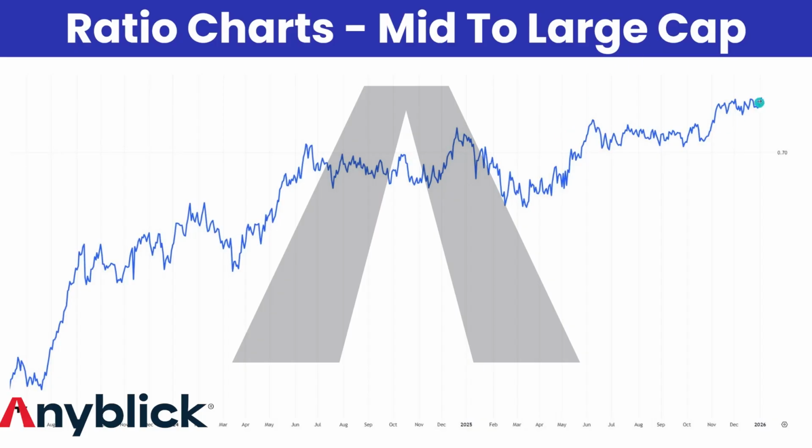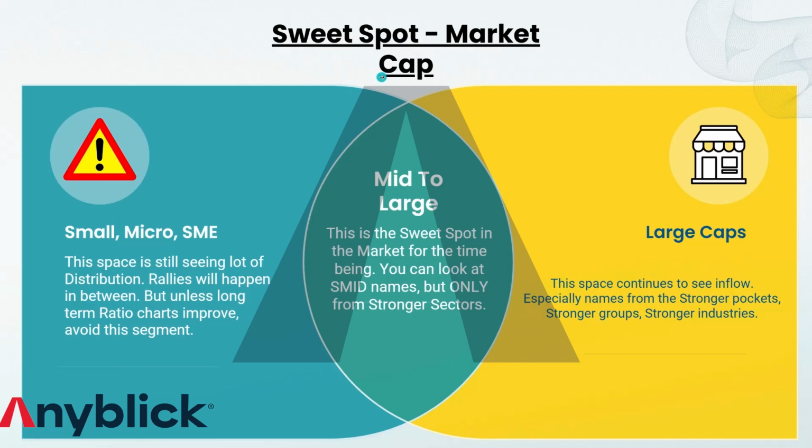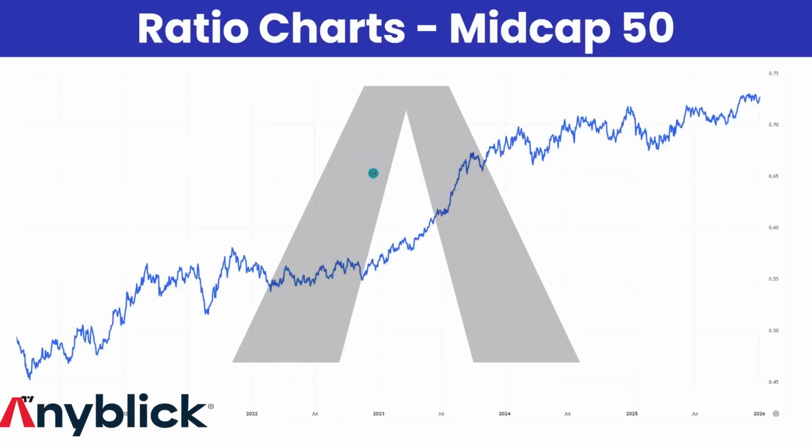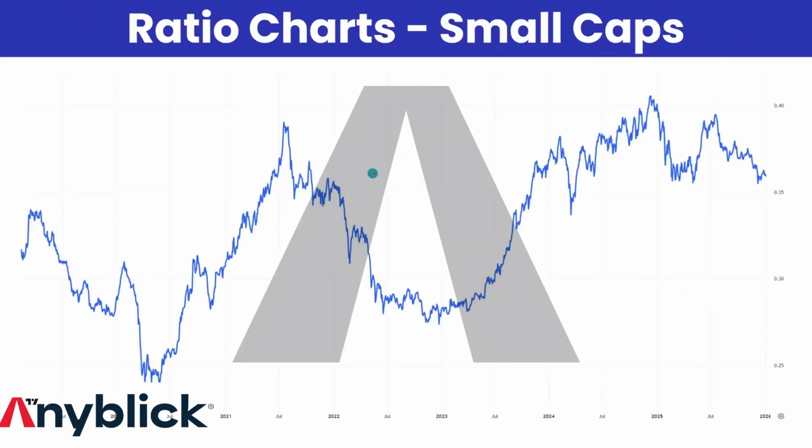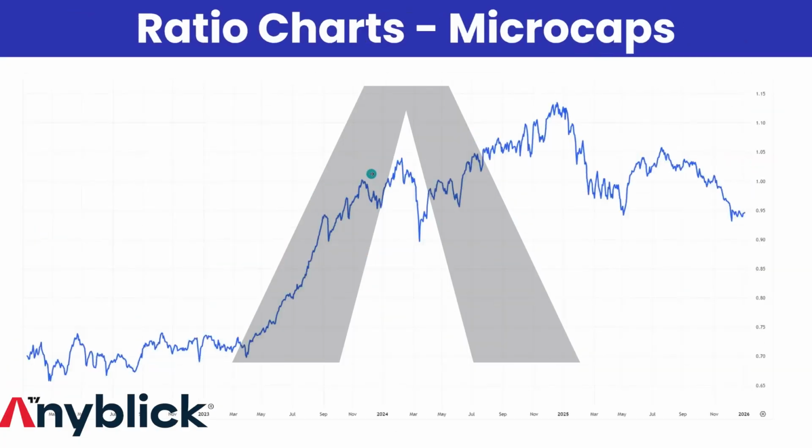This tells you that this is the sweet spot in the market. Mid to large cap is the space where there is a lot of buying happening in the market. And whatever distribution you were seeing since November 1st week, majority of money is flowing into this pocket. Because from ratio chart, it is clear that small cap will take some time to recover. Micro caps will also take some time to recover.